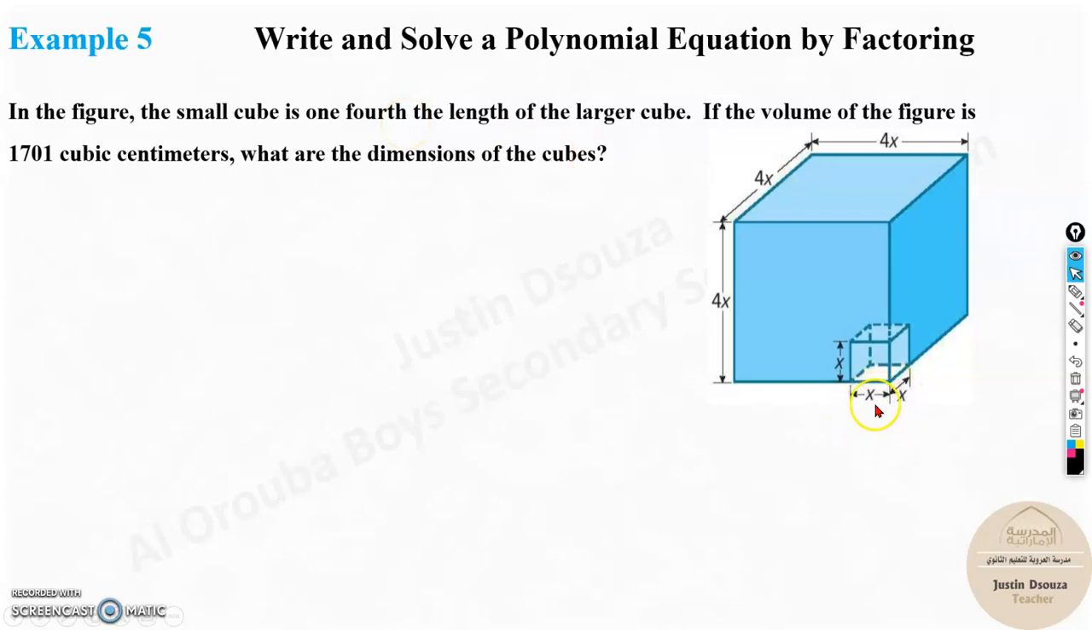So it's obviously told over here it is 1/4th of the larger cube, this one. Okay, if the volume of the figure is 1701 centimeter cube, what are the dimensions of the cube? Now we need to know what the dimensions are, the length and width. They have told us the volume of this figure is 1701.